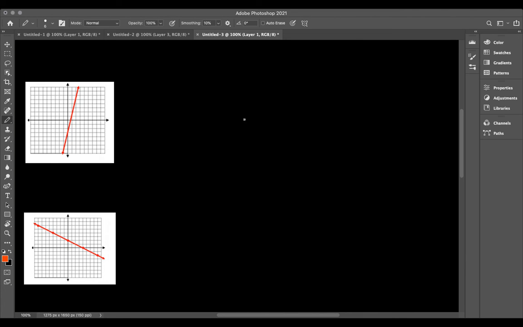All right. So what we have to do now is figure out which points are on the line to make a rate of change. I'm going to take this point right here, and this point right on the y-intercept. Those are the two easiest ones I see. That's going to give me my rate of change.